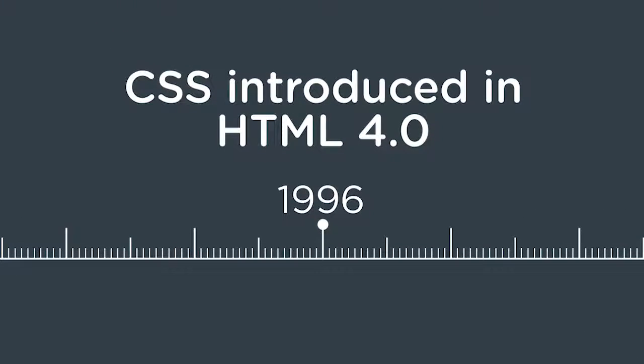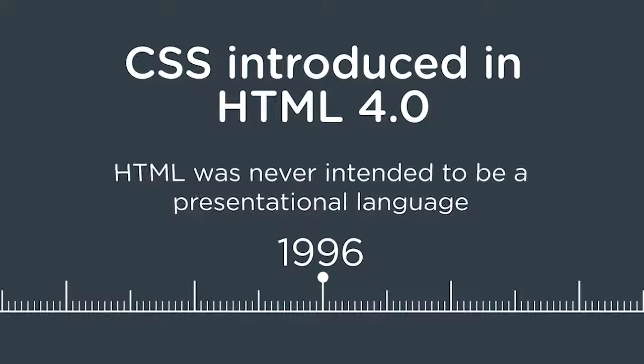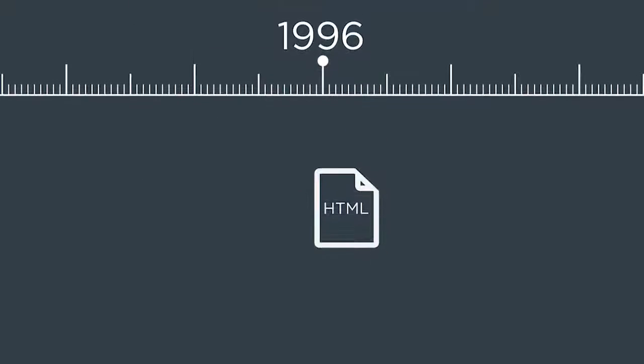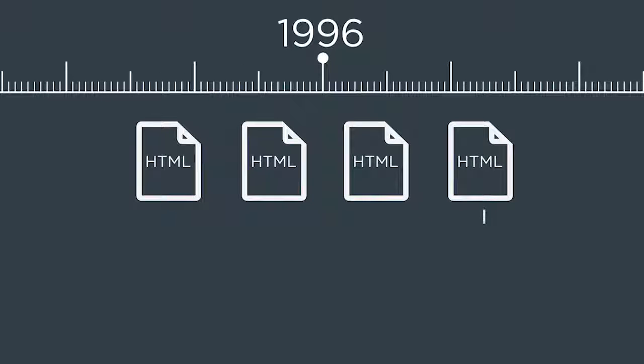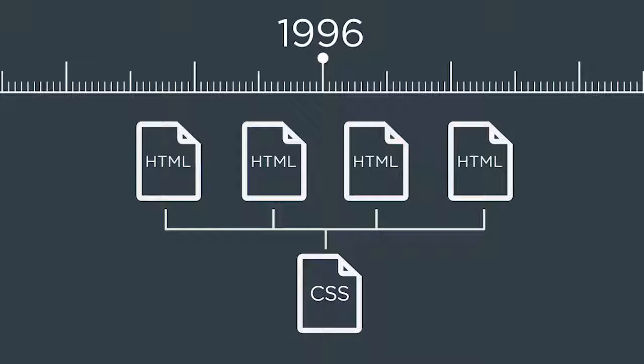Because HTML was never intended to be a presentational language for formatting pages, it made it difficult and impractical to create websites where the content of each HTML page was separate from the presentation. Now, by separating the content and structure from the presentation, CSS makes the development and maintenance of websites much more efficient because the styles we write in a CSS file can be shared across multiple pages.